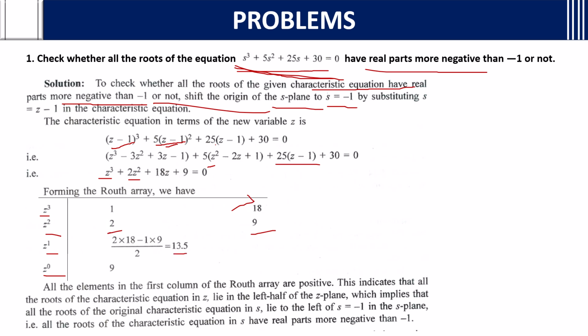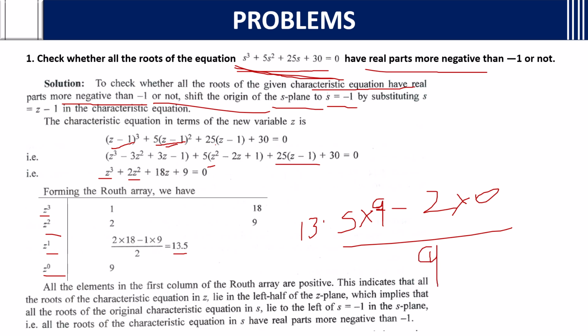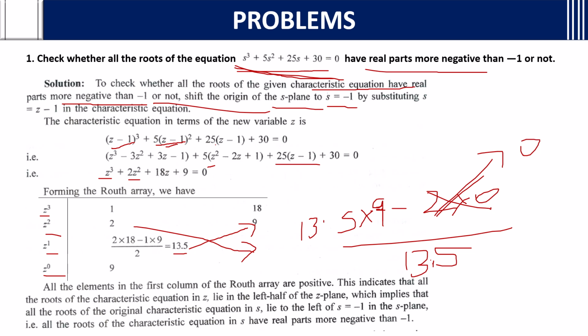For the next row, we have to calculate 13.5 into 9 minus 2 into 0 by 13.5. Not 9, I'm sorry, it is 13.5. Why? Because of what we are multiplying: 13.5 into 9 minus 2 into 0 by 13.5. As you can see, this becomes 0, this becomes 0, so 13.5 gets cancelled. You are left with 9.